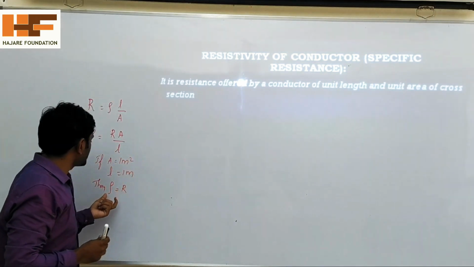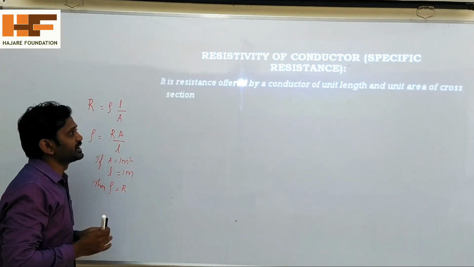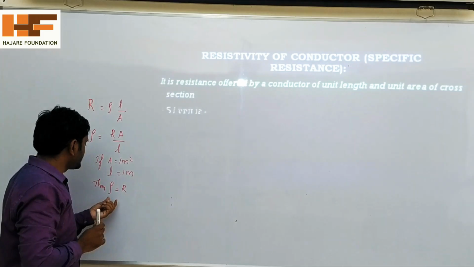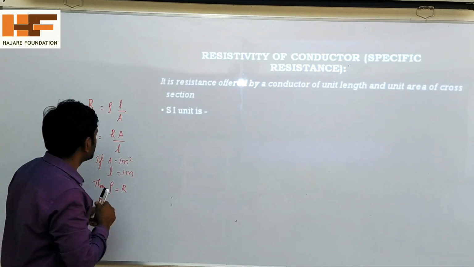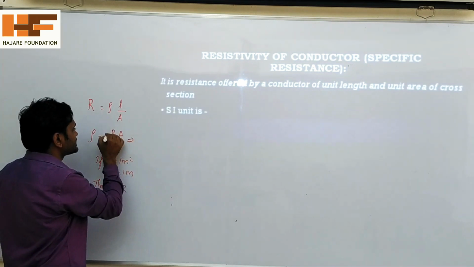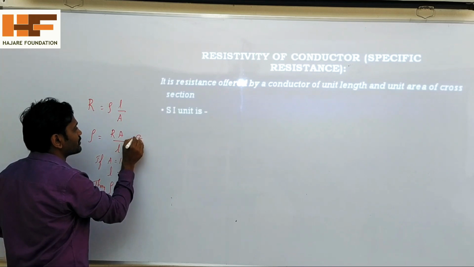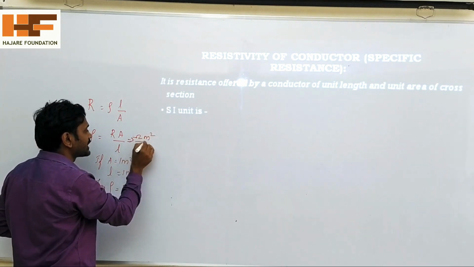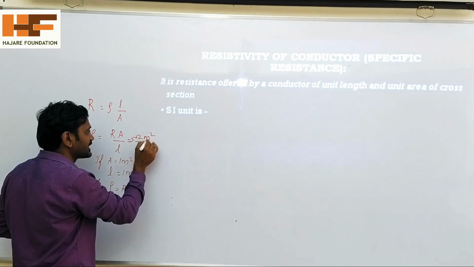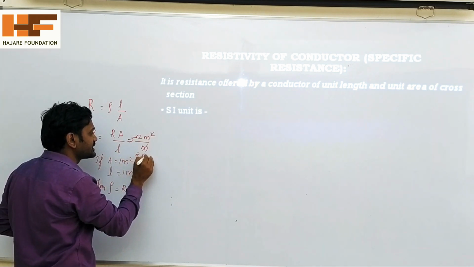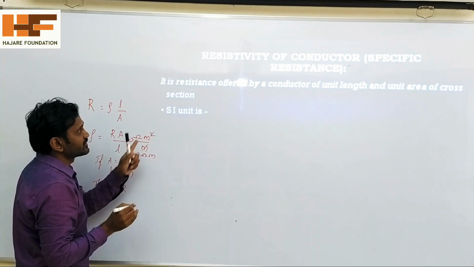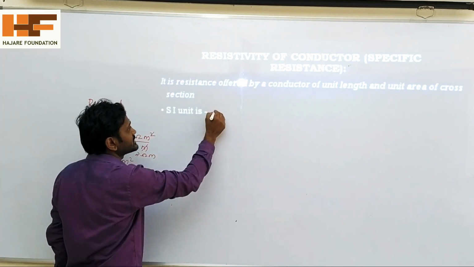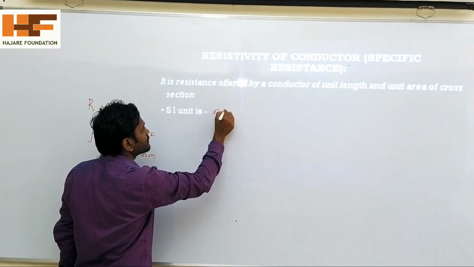Then what is the SI unit of this resistivity? The SI unit of resistance is ohm. Here area of cross section is meter square upon length meter. Here m and m get cancelled, that's why it is ohm meter. So the SI unit of resistivity is ohm meter.